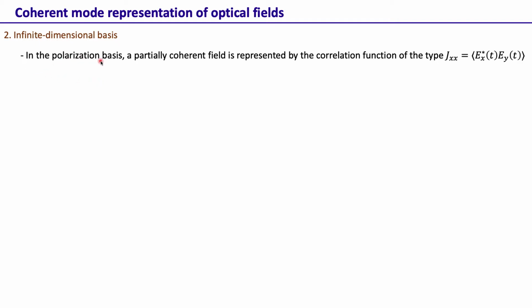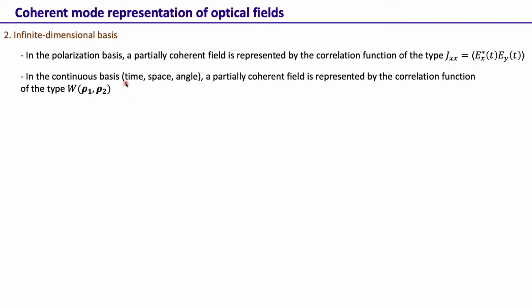So in the polarization basis, a partially coherent field is represented by the correlation function of the type Jxx, E star x Ey. But in the continuous basis, we have studied three: time, space and angle. A partially coherent field is represented by the correlation function of the type W(rho 1, rho 2). So this is in space. If we are doing it in time, this will be W(t1, t2). In angle, it will become W(theta 1, theta 2).